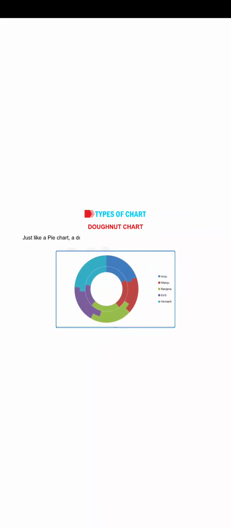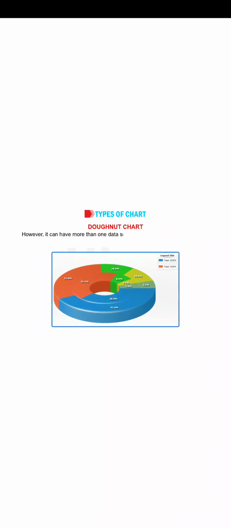Number 7. Donut chart. Just like a pie chart, a donut chart also displays data as sections of a circle. However, it can have more than one data series, which adds another dimension to the pie chart. Each data series adds a ring to the chart and the chart is represented in the form of concentric circles. It is best suited for showing the proportional nature of data. A donut chart represents data values as percentage of the whole, while categories are represented by slices of the same color.